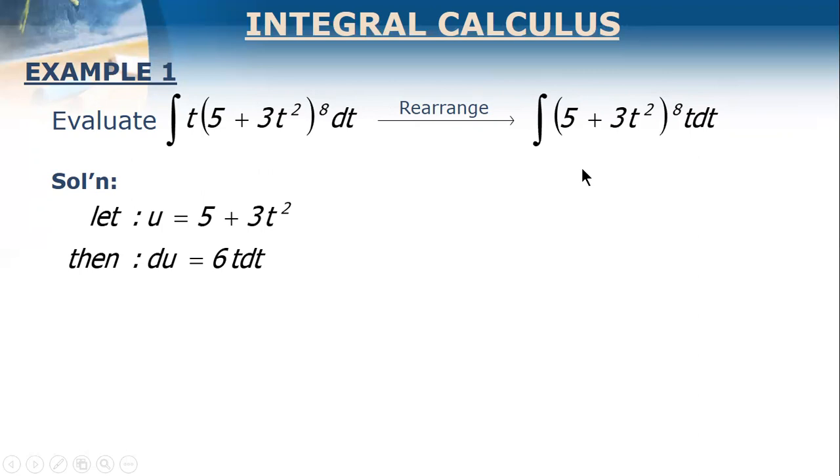And then we are now ready to change the variable. Okay. So this 5 plus 3t squared, we're going to replace it by u. So we have u raised to 8. And then t dt, we will replace it by this one. To solve for t dt, we have du over 6. Oh, and we have this.